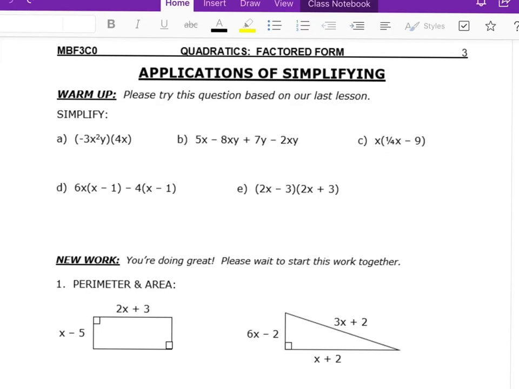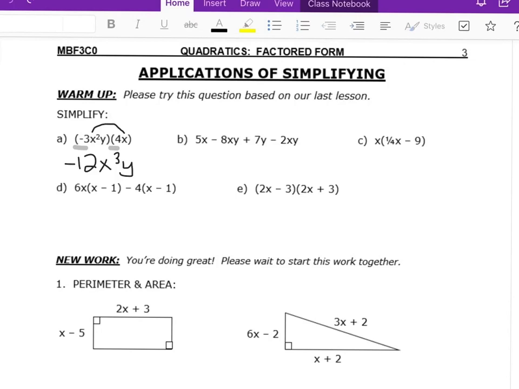So just remembering from yesterday's notes, we start with the coefficients first. So negative 3 times 4, and we end up getting a value of negative 12. Then we focus on the variables. So x squared times x becomes x cubed, and then y, because it's not multiplying by anything else, stays as y.